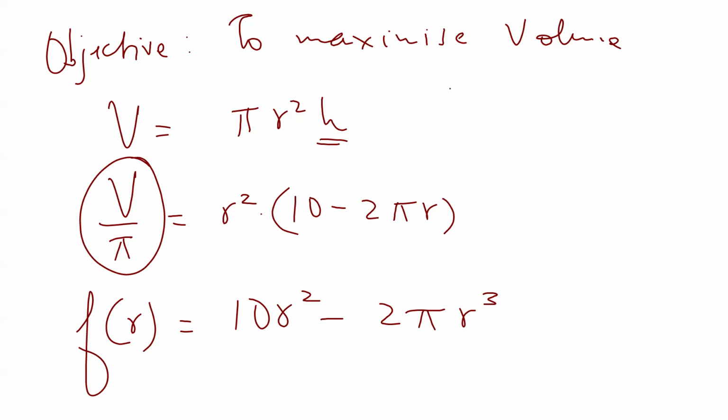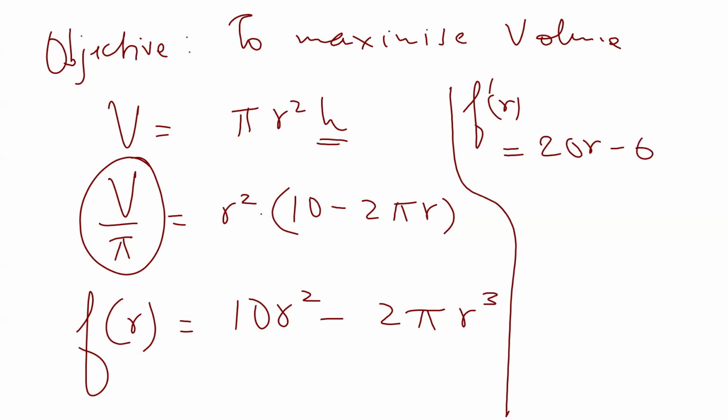So we'll find out f dash r and f double dash r. F dash r equal to 20r minus 6 pi r square, and f double dash r equal to 20 minus 12 pi r. We have calculated both. You can copy, I'll wait for you. Sir, done.